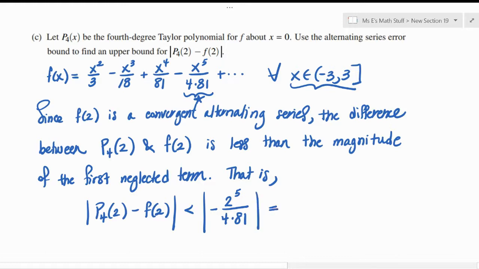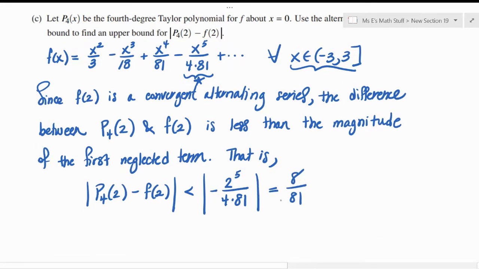All right, let's see. So I'm going to go ahead and cancel this down just a little bit. So the 2's and the 4 can cancel, for example. And so you'd be left with 2 cubed over 81, which is just 8 over 81. And this would be the error bound that they're talking about. So the error is no bigger than 8/81, or is always less than that.